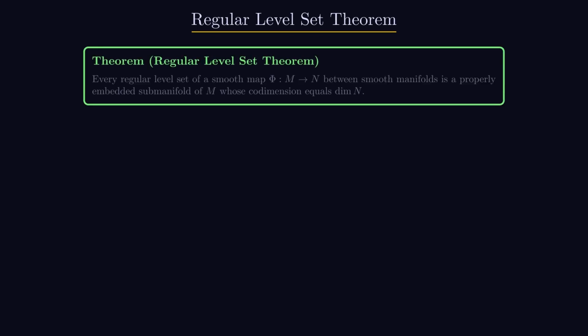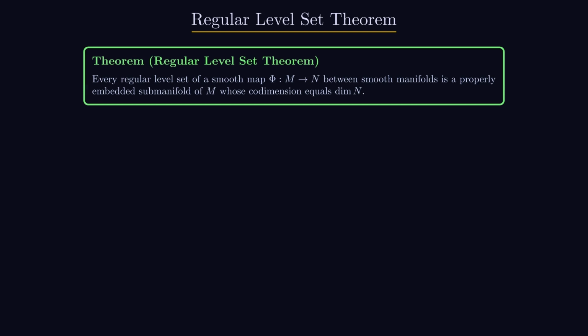The regular level set theorem is the principal geometric form of the implicit function theorem. Unlike the constant rank level set theorem, it requires no global rank condition on all of M, only a surjectivity condition on the level set of interest. The hypothesis is that C is a regular value. Every point of phi inverse of C is a regular point, meaning d phi is surjective there.